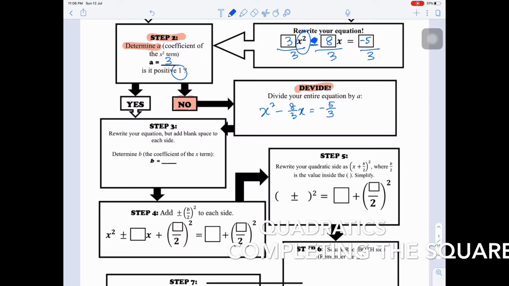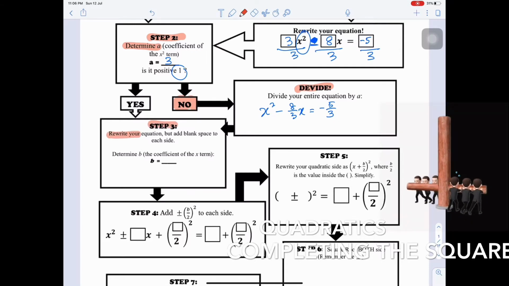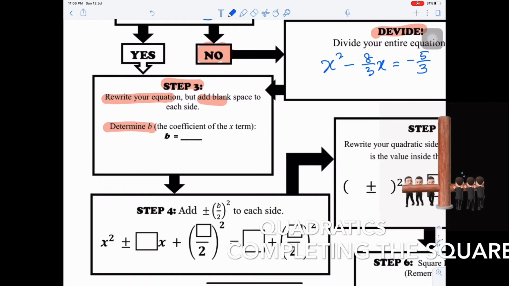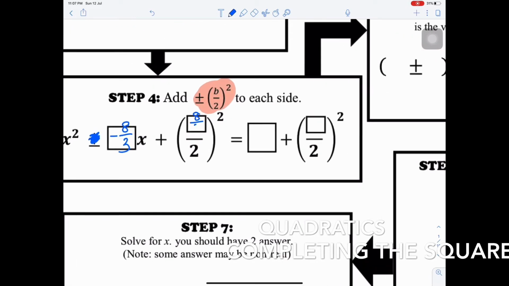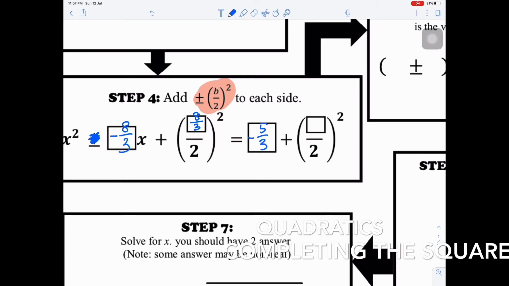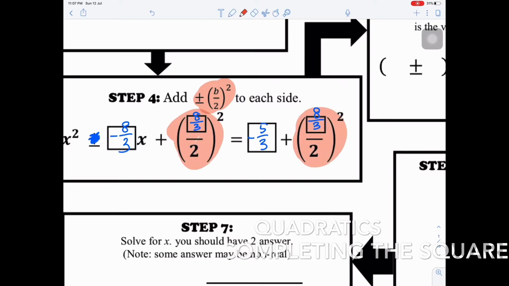And then follow the flow. Step 3, rewrite your equation, add blank space to each side, determine b. So what is the value of b now? It is negative 8 over 3. Next step, add plus or minus bracket b over 2 squared to each side. So this is minus 8 over 3, and on the other side also 8 over 3 positive, and negative 5 over 3 plus 8 over 3, so that both sides are balanced.